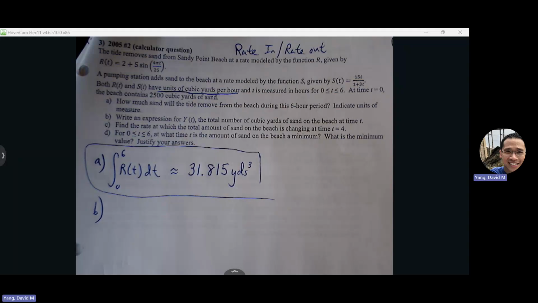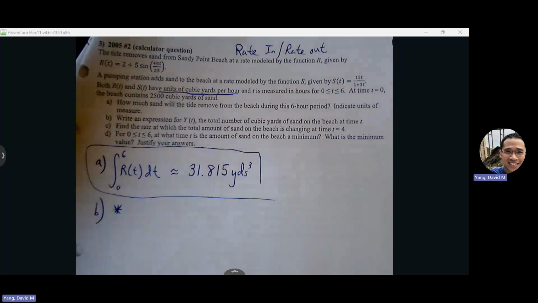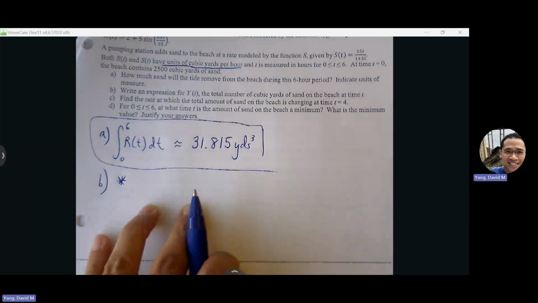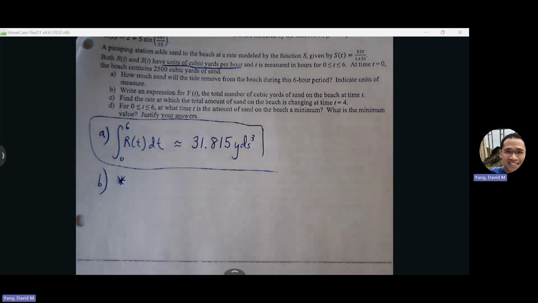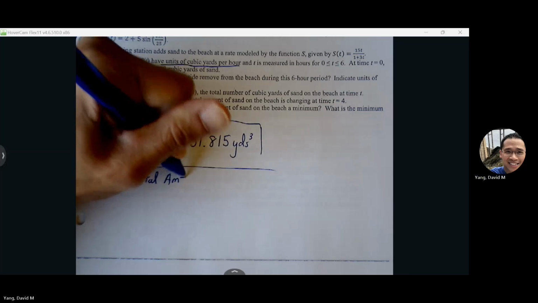All right, part B, write an expression for y of t, which is the total amount of cubic yards of sand on the beach at any time t. So there's this formula that we use for these kind of rate in, rate out problems. And basically, this is kind of keeping track of the 3 things that are involved, how much sand, because if we're talking about how much sand there is on the beach, it's dependent on or involving 3 sets of information, right? How much there is to begin with, how much has been added, and then subtracting how much has been removed. So this is a formula that we can use in some form or another across different problems.